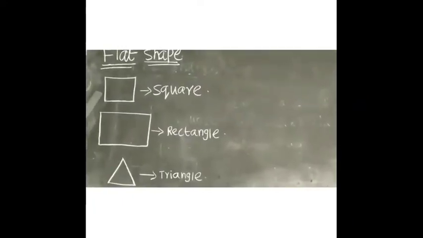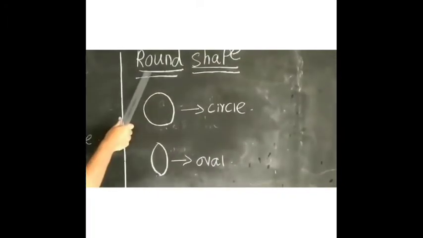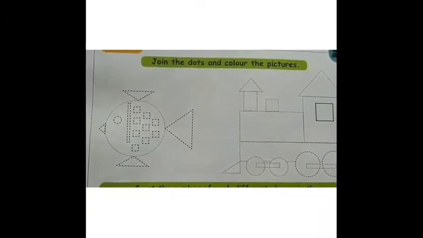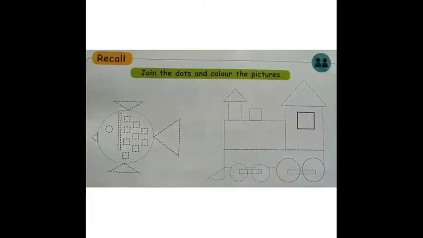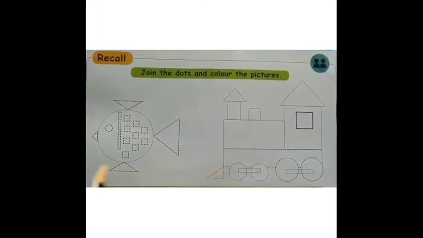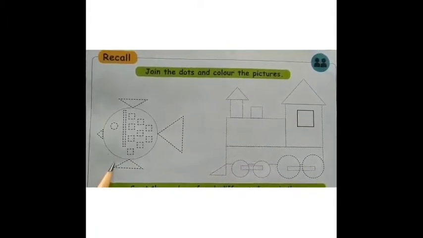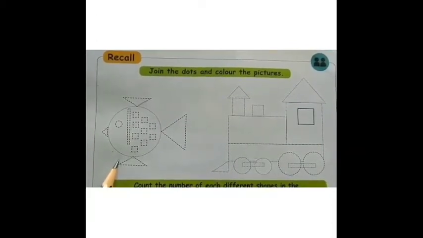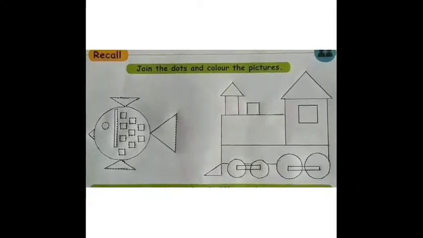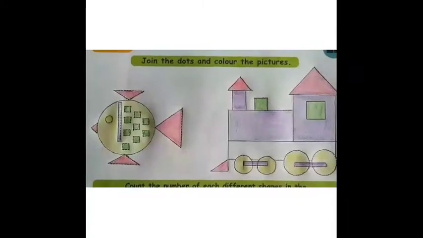Children, square, rectangle and triangles are flat shapes. Circles and ovals are round shapes. Children, now let us see. Join the dots and color the pictures. Children, here many dots are given. We have to join all the dots with the help of a pencil to get the full picture. After that, we have to color the picture. Children, now we can see the fully completed picture, which is colored.